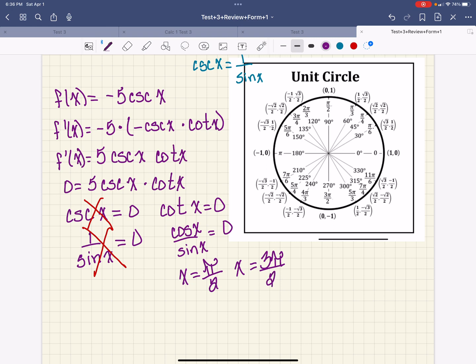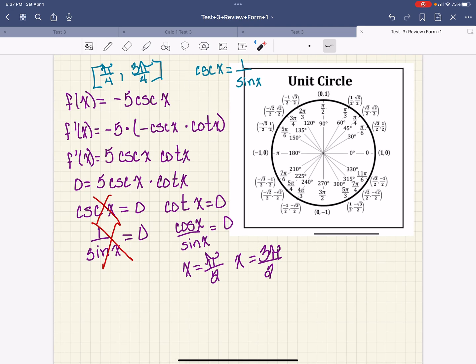Now, 3 pi over 2 is not going to be in our interval. If you remember, looking back to our original problem, the interval that we are dealing with is pi over 4 to 3 pi over 4. This point right here is not going to be in that interval. So we now have our only critical value inside this interval, and that's pi over 2, and then we're looking at pi over 4 and 3 pi over 4.